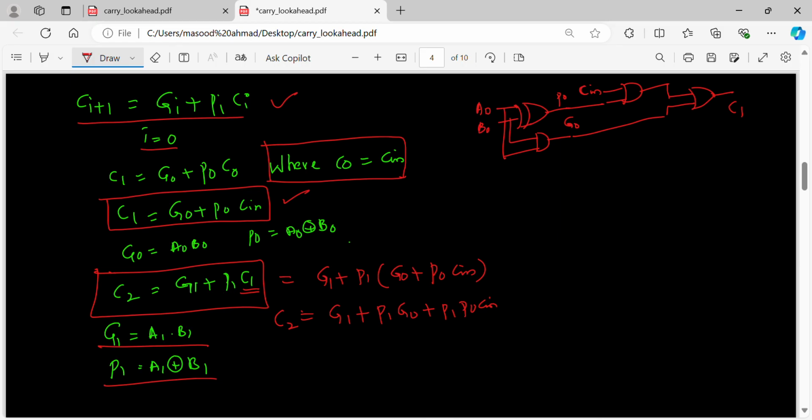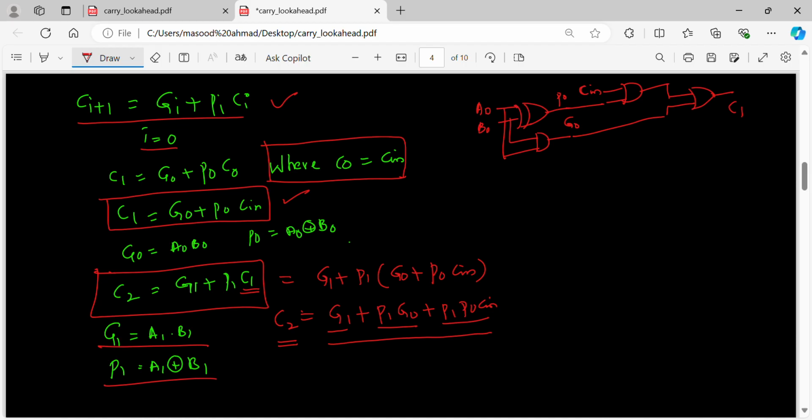So if you want the C2 calculation, I need to take G1, P1, G0, P0 and use this expression in order to get C2. So one AND gate, another AND gate, two AND gates, this is a direct term, and one OR gate. From this I will get my C2. This way of generating C1, C2, C3, C4 is known as carry look ahead carry generation.